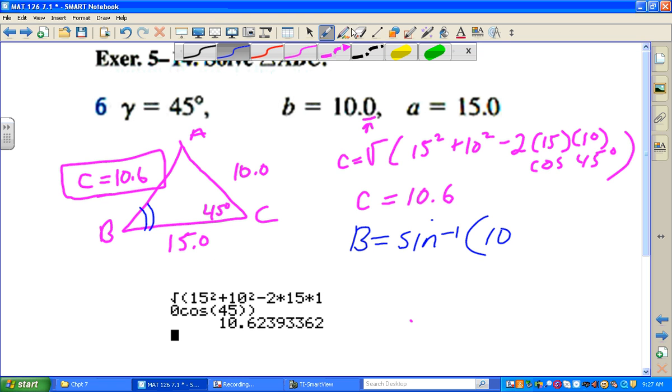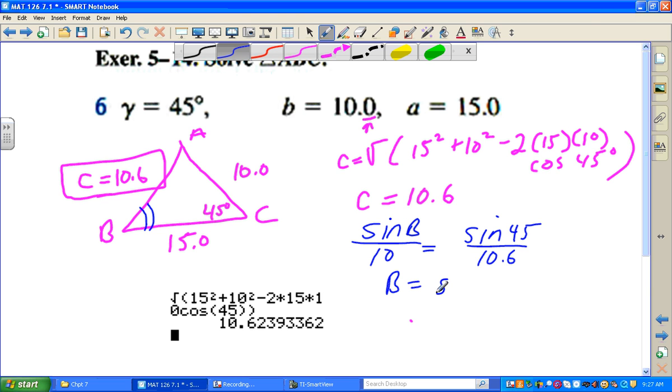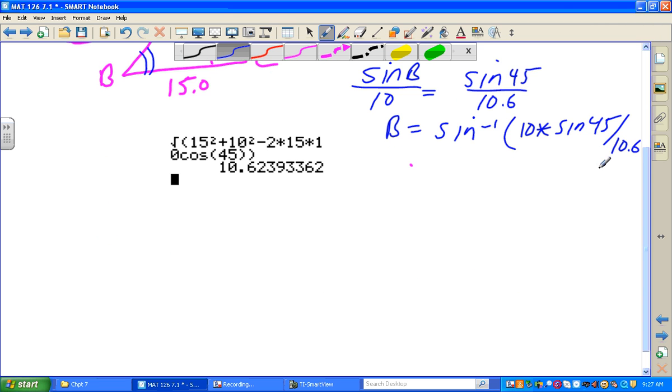Or you can just use the sine in one step. If I wanted to, I can write it like this: sine of B over 10 equals sine of 45 over 10.6. And then I can take B equals the inverse sine of 10 times sine of 45 over 10.6. And you're going to have 2 sets of parentheses again.